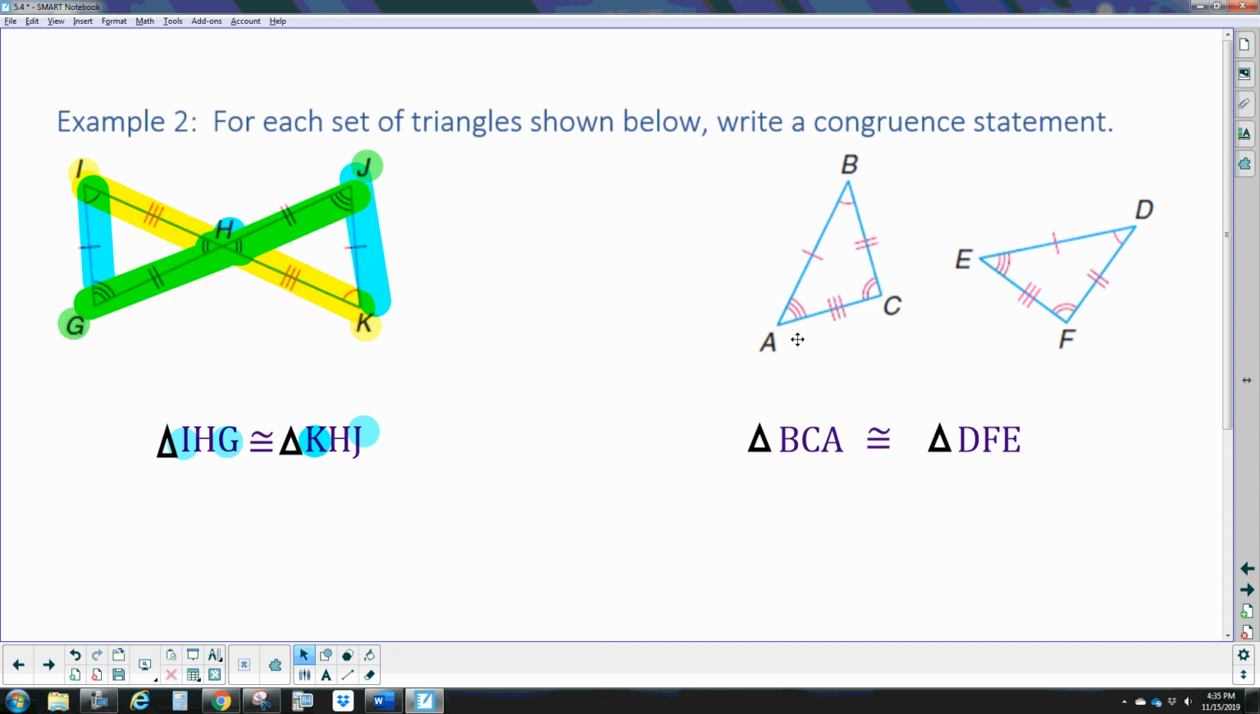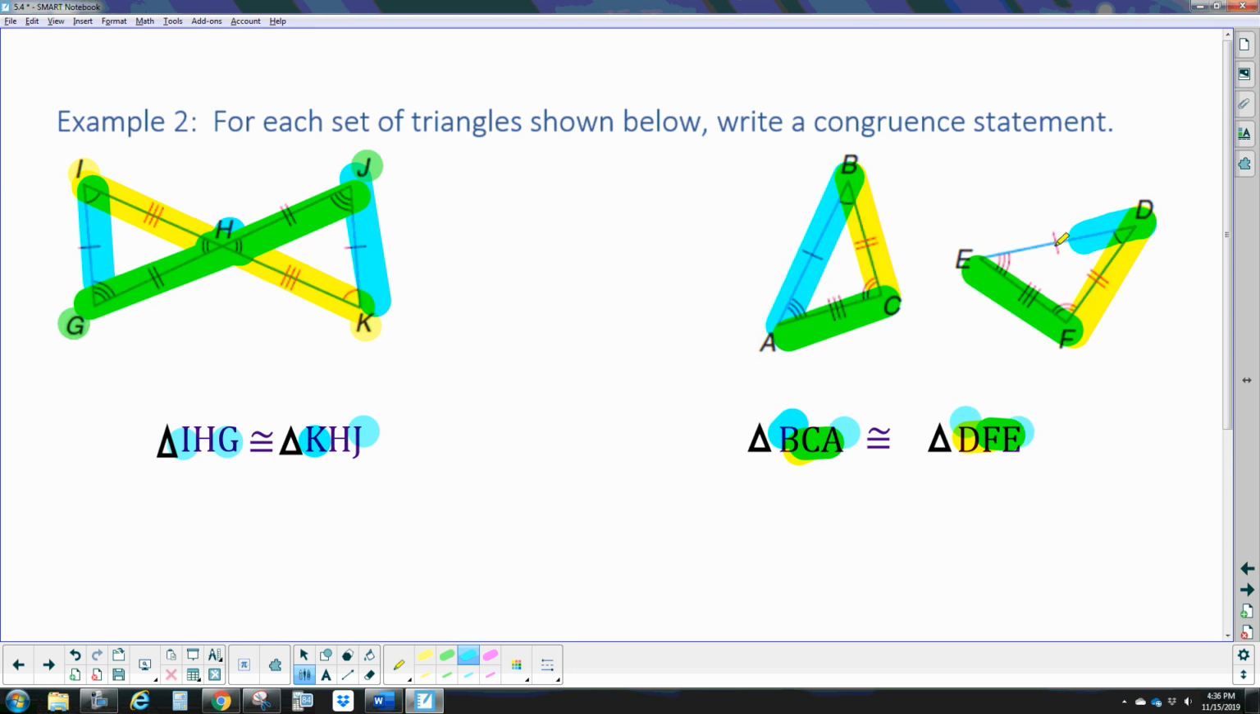Now again, I just went by the angle measures, and that's just one part of it. I have to also check that the corresponding sides are congruent. So BC has 2 tick marks, and DF has 2 tick marks. That's good. So those sides are congruent. CA and FE, I'm going to check next. So CA and FE both have 3 tick marks, so that's good. And then lastly, BA and DE both have 1 tick mark, so that's good.